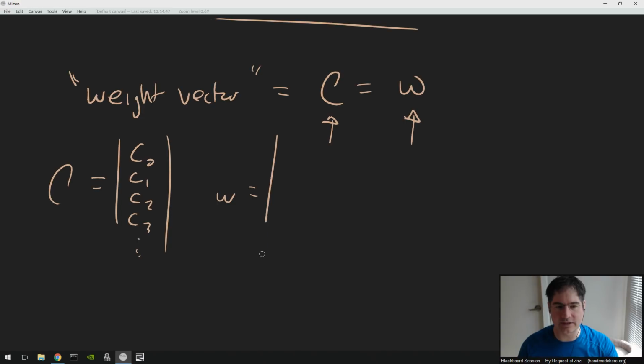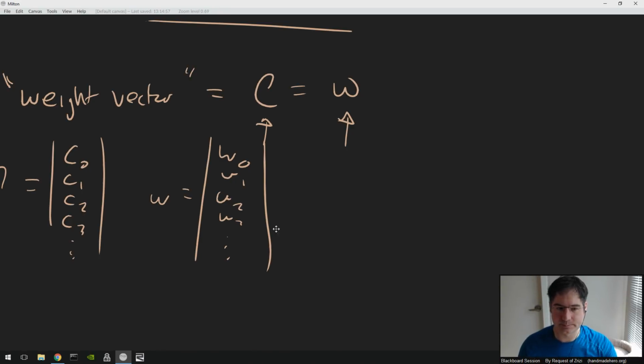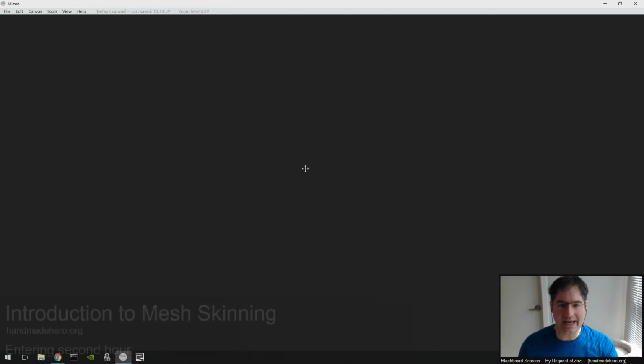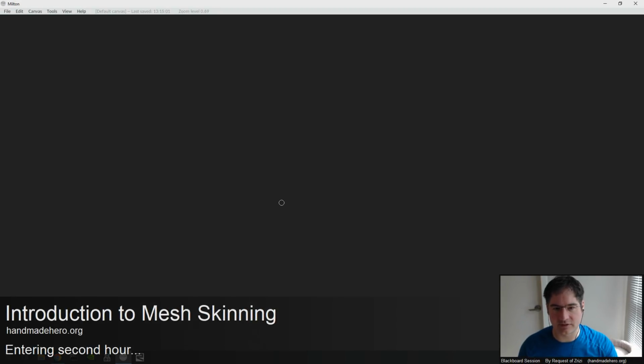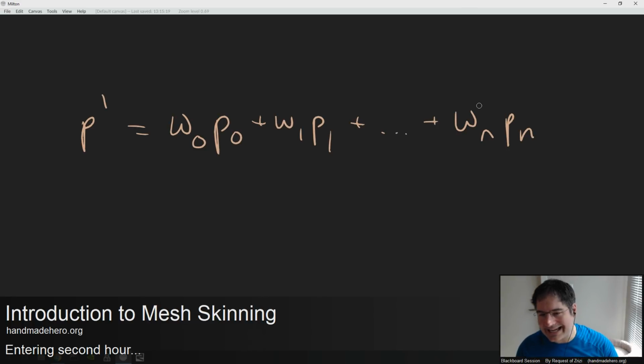Or you can think of it as W equals W0, W1, W2, W3. They're just two names for the same thing. A vector of coefficients we're going to use for a blend of some kind. So what we have in the basic introduction blending equations is just our final point is always equal to W0 times P0 plus W1 times P1 plus ... plus Wn times Pn for any number of inputs.